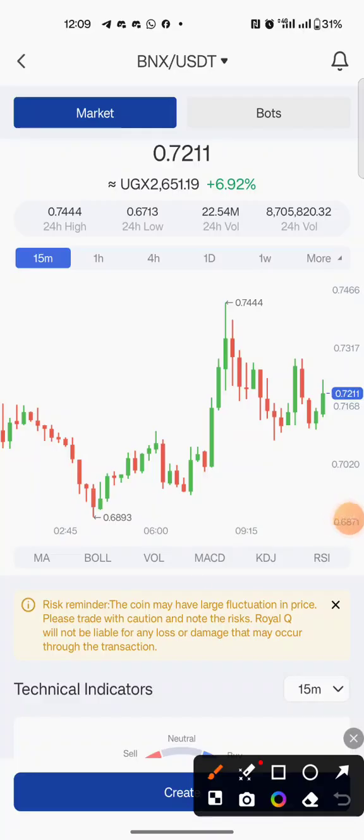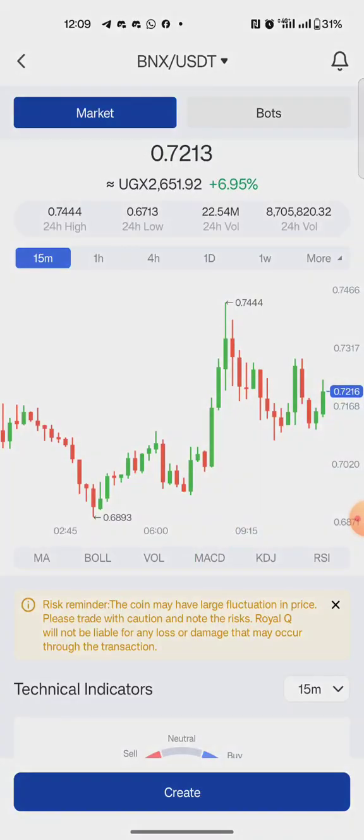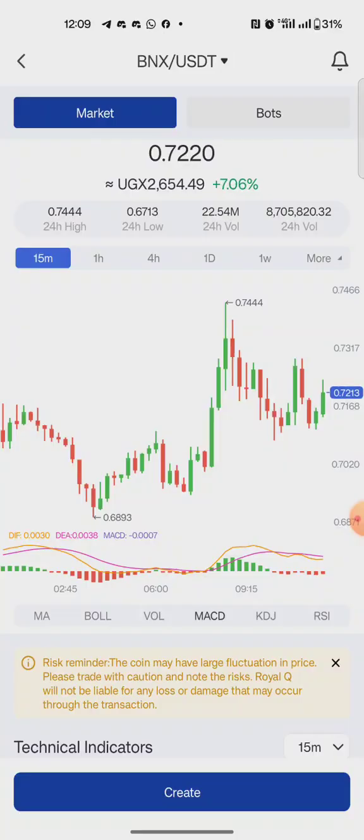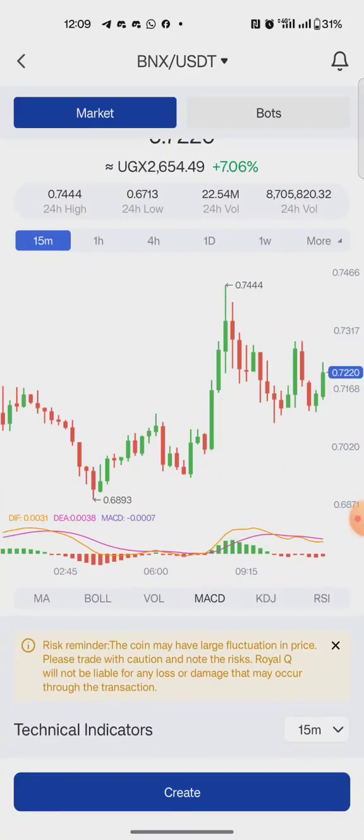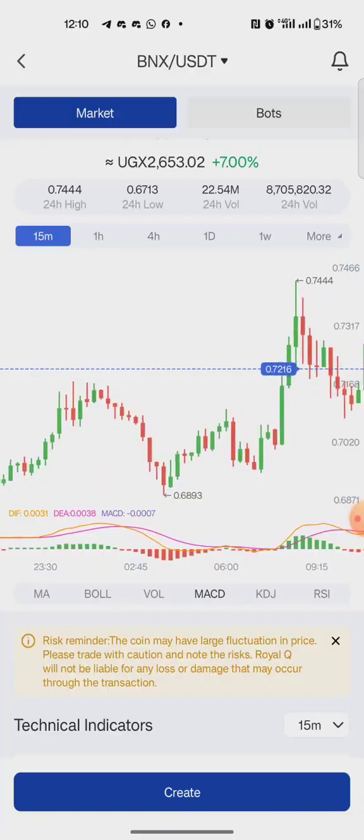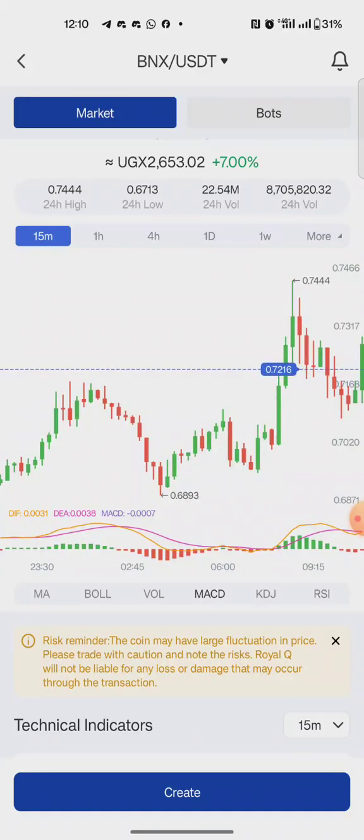So when we open the coin, we shall tap on the MACD. Although when we are going to set our robot, we do not need this, but we want to understand what the MACD is in short. So let us tap on the MACD. MACD stands for Moving Average Convergence Divergence Indicator. Okay, and it's usually a very good indicator when it comes to trading.